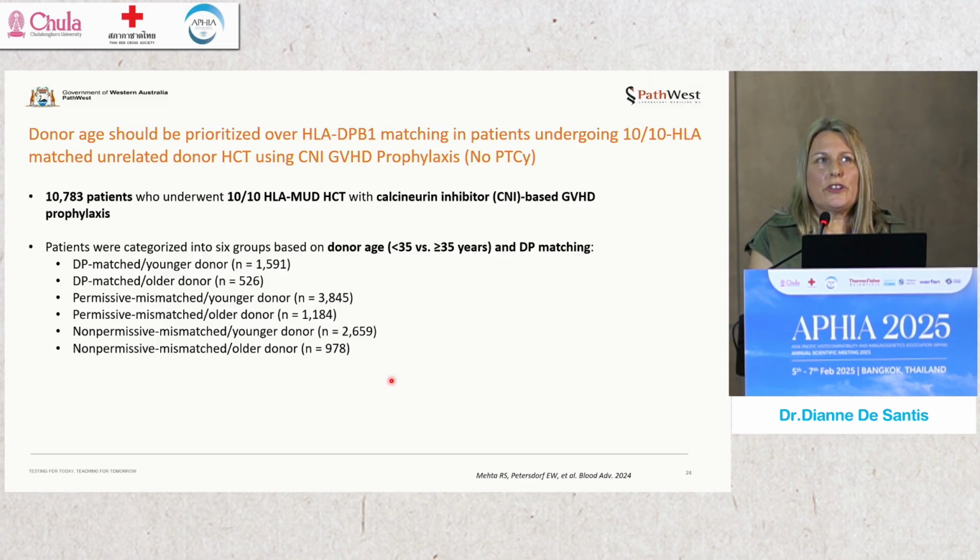So we just heard that donor age is important, and so many of us have been prioritising DP matching in our clinical practice. So should we continue to prioritise DP matching over donor age? In this study of 10,783 patients who underwent 10 out of 10 matched unrelated donor transplants with calcineurin inhibitor-based GVHD prophylaxis, the patients were characterised into 6 groups based on donor age and DP matching, as shown on the screen.